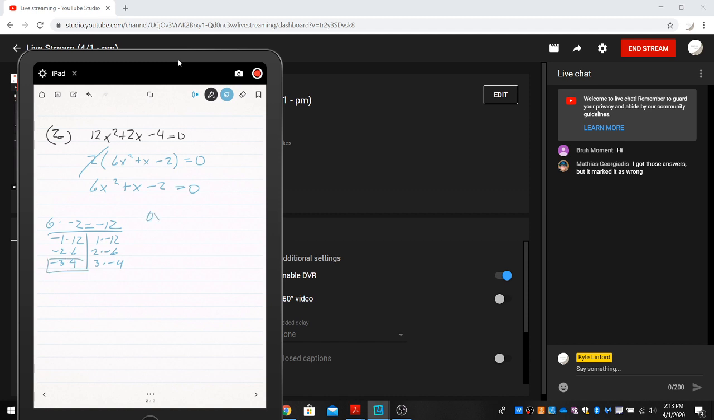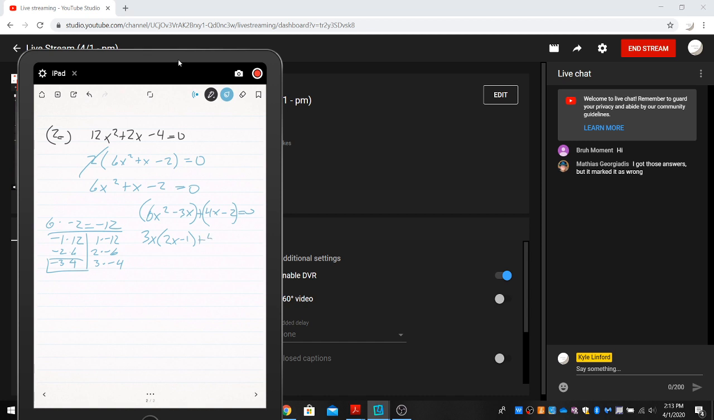So we have 6x squared, and then we have a minus 3x, we have a plus 4x, and we have a minus 2. And we set the whole thing equal to 0. Since it's a 4-term polynomial, we need to factor it by grouping. So the first group has a GCF of 3x. If we factor that out, we're left with 2x minus 1.